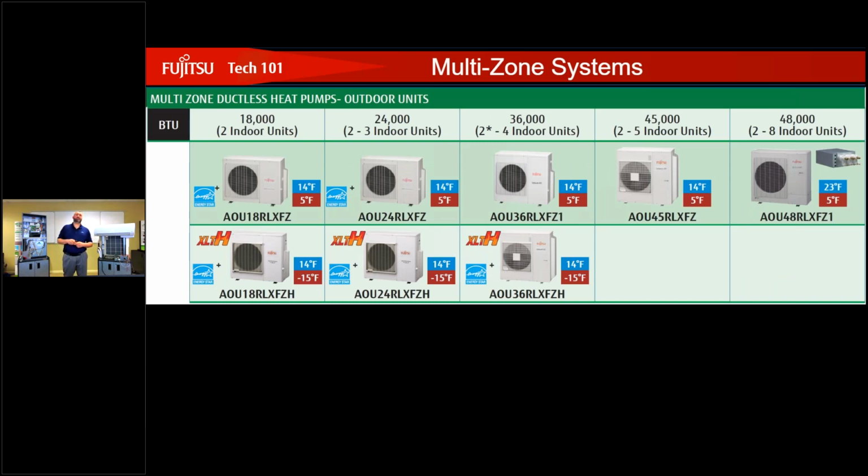The outdoor units, 18,000 BTU. Or I'm sorry, we have to connect 2 indoor units. With our multi-zone systems, always have to be 2 indoor units. Going up to the 24, we can do 2 to 3 indoor units. The 36, we can do 2 to 4. The 45, we can do 2 to 5.